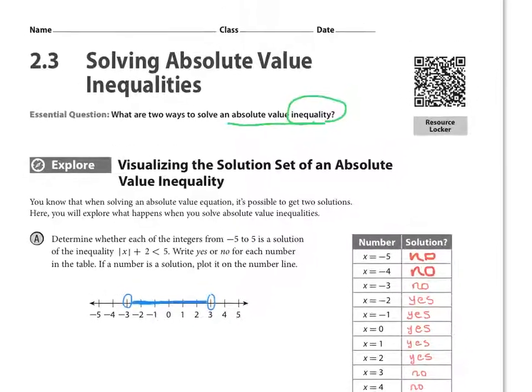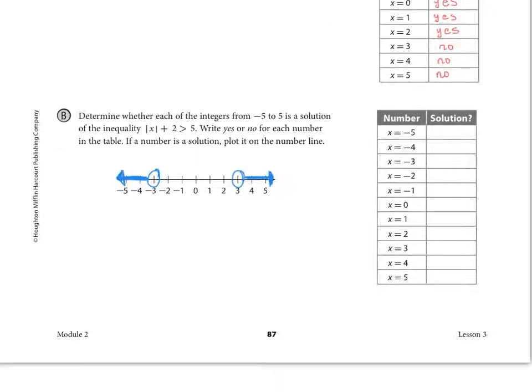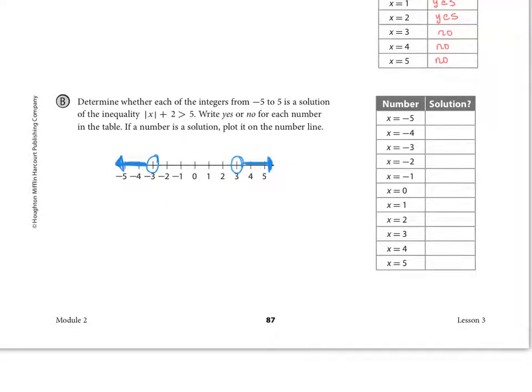So here's our inequality. I'll grab my pen. And here are all the solutions. As you can see, it's an interval and not just specific points. All the numbers between -3 and 3 are solutions for the inequality. Here's another example. In this case, we want numbers where the absolute value, plus 2, is greater than 5. Those solutions are numbers less than -3 and numbers greater than 3.